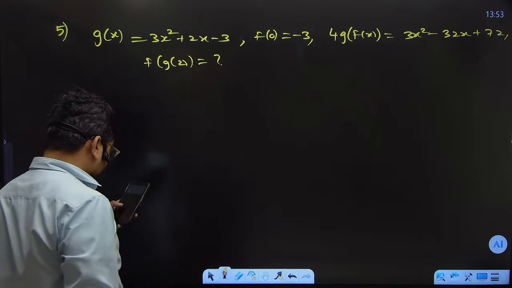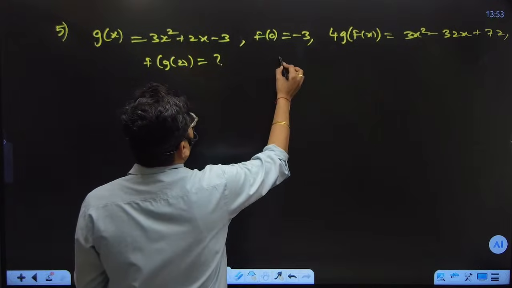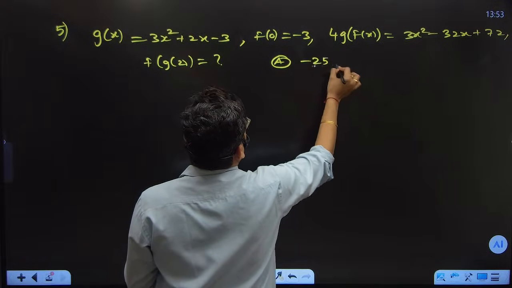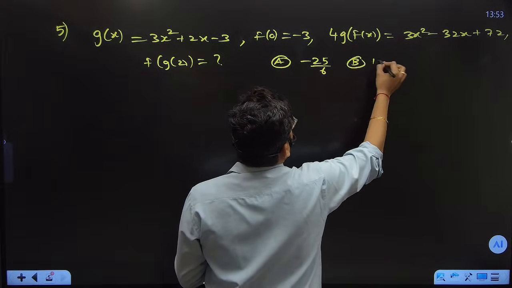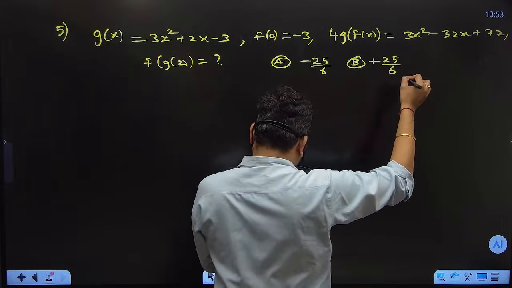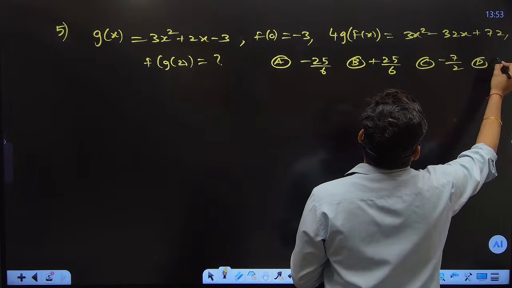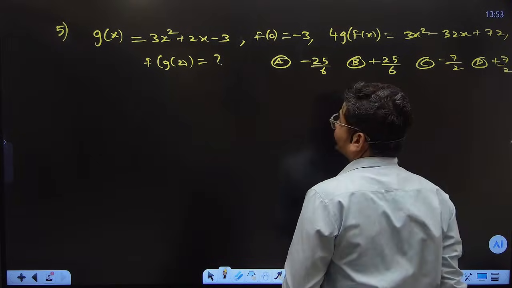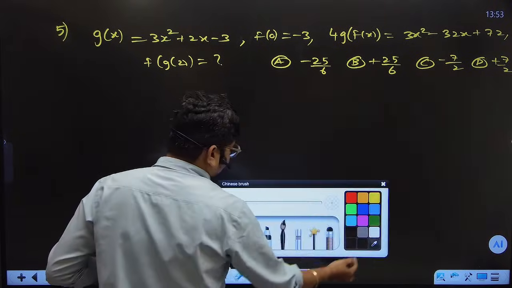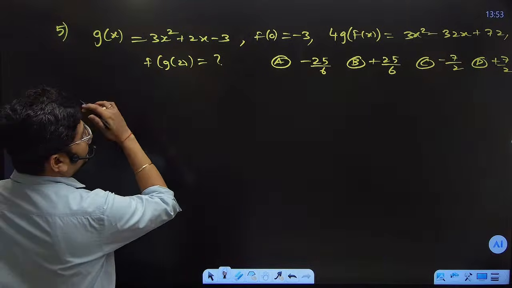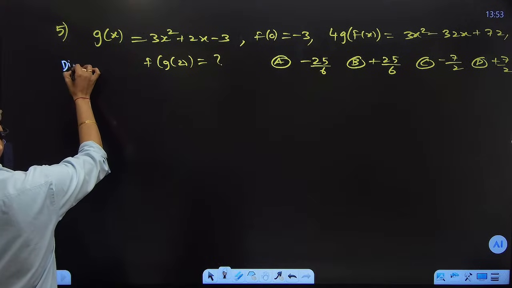The options are also mentioned here. The options say something like minus 25 by 6, plus 25 by 6, and plus or minus 7 by 2, so minus 7 by 2, plus 7 by 2. Definitely not a routine question if you are not familiar with this part. I'll put it under moderate to difficult, or I would say it's going to be a difficult category question itself.